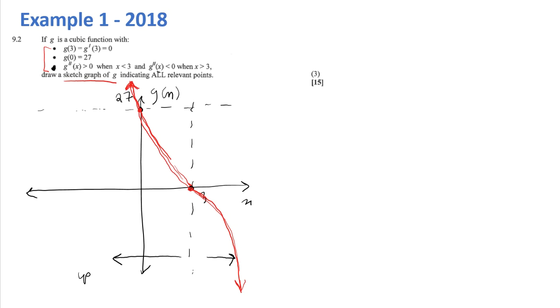That will surely give you your marks. Yeah, that's sort of what I would draw. So you know the function value in this point 3 is 0. So we've got that covered. We've got the function value at x is 0 being 27. We've got that covered. And we've got this concavity that is upwards and downwards. We've got that covered. Okay? So that is what I would draw as a solution to this problem.